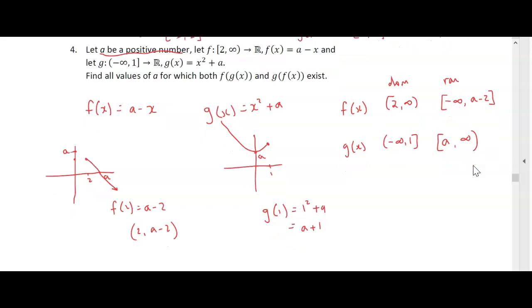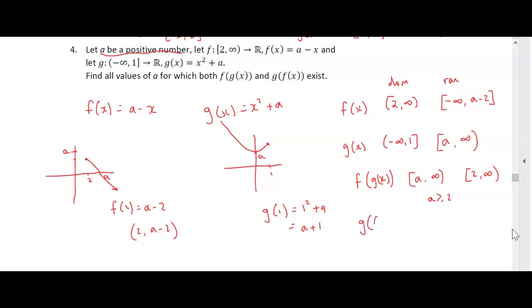Okay, let me just scroll down. So let's do f of g of x first. The range of g of x is A to infinity. And the domain of f is square brackets, 2 to infinity. And so that means A has to be 2 or more. Okay, so for this case, A has to be greater than or equal to 2 for this to be a subset. If A was 2, it would be a subset. If A was 3, it would be a subset. But if A was 1, it wouldn't be a subset because we're below 2.